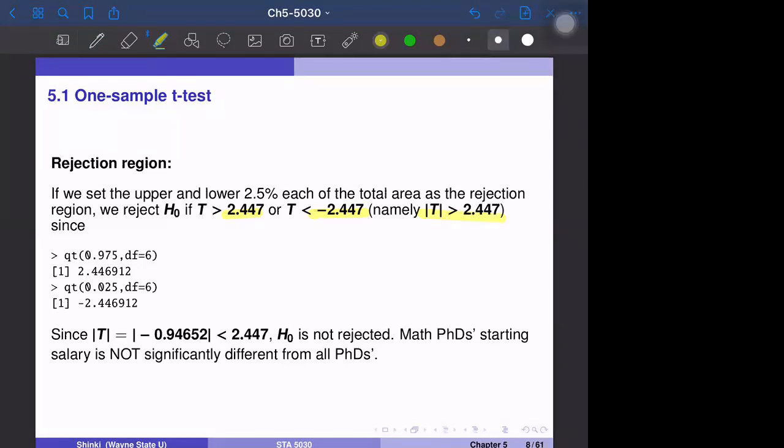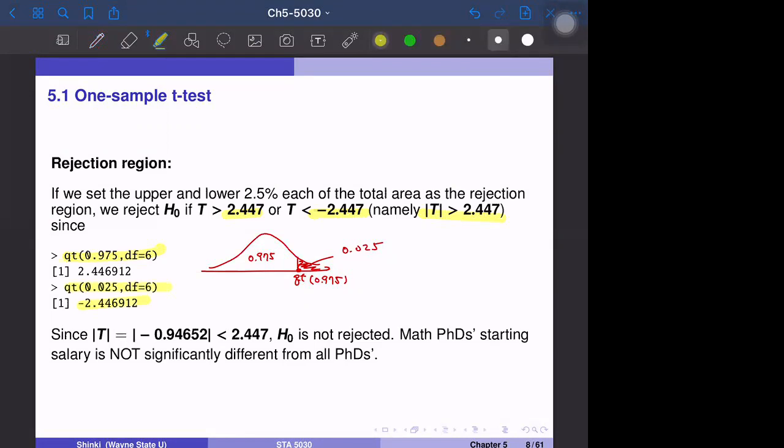So this threshold is obtained by this qt function. The qt function means that the t such that the area is 0.975, then we get this threshold value by the qt function. So actually this is 2.447. So this area is 2.5% or 0.025. And the other one is also the same.